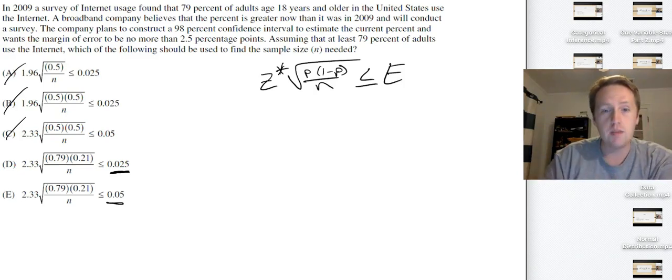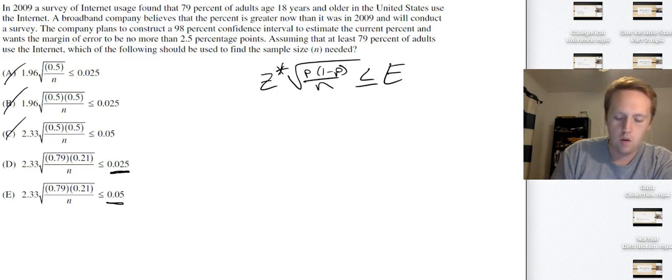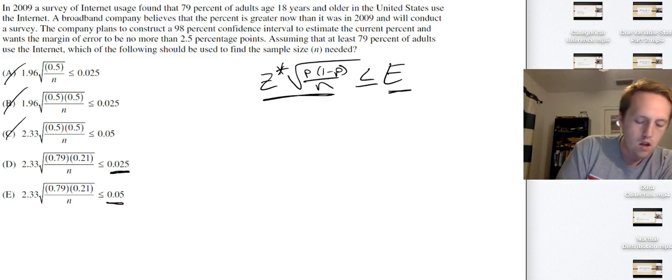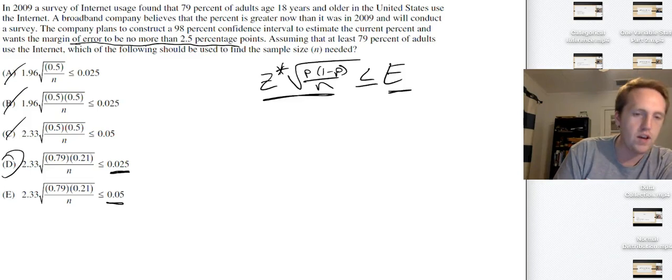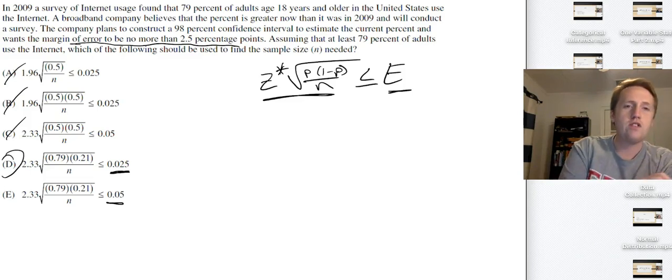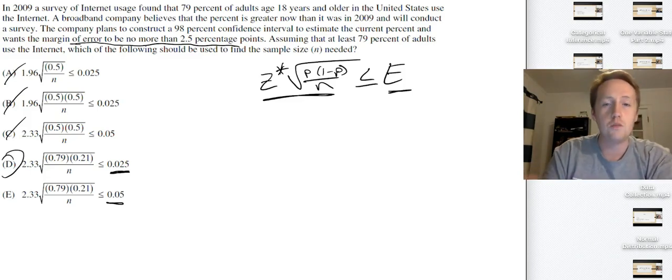I want our actual error to be less than or equal to their provided error. They said no more than 2.5 percentage points, so I'm thinking that's 0.025. I think that 0.05 was just there to confuse you to the fact that you do plus or minus E, but the margin of error just is 0.025. That's the margin of error they want.